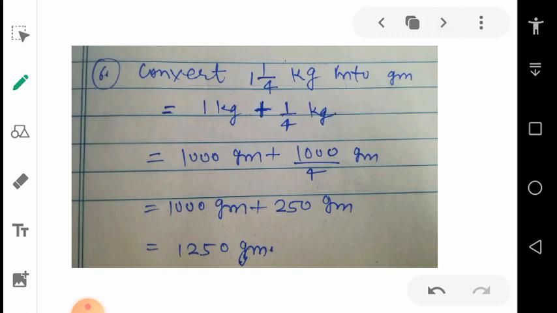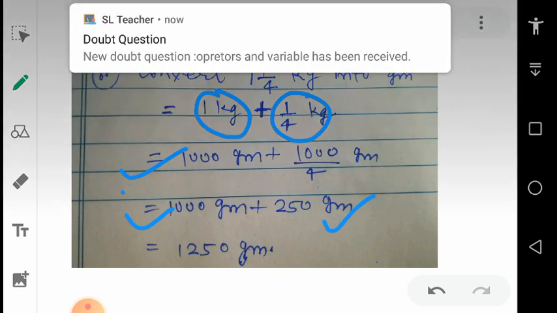Now convert 1 and 1/4 kilogram into gram. Again, this is a mixed fraction, but we are converting kilogram into gram. So we have to multiply by 1000. But firstly we break this mixed fraction. So it is 1 kilogram plus 1/4 kilogram, multiply both the values by 1000, we get 1000 gram and 250 gram, because 1000 is divided by 4. So by adding them we have 1250 grams.